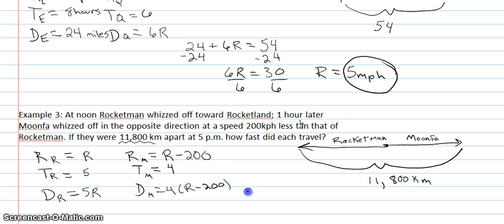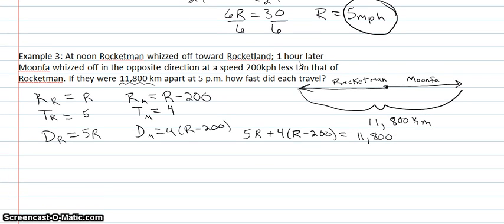So we'll have 5R plus 4 times R minus 200 equals 11,800. Alright, then we'll need to solve this equation that we've set up here. So distribute the 4, so 4R minus 800 equals 11,800.